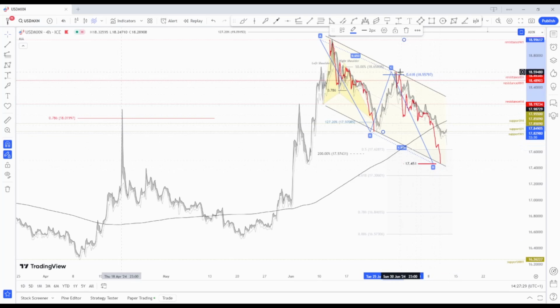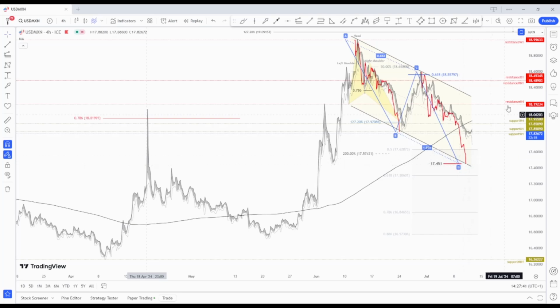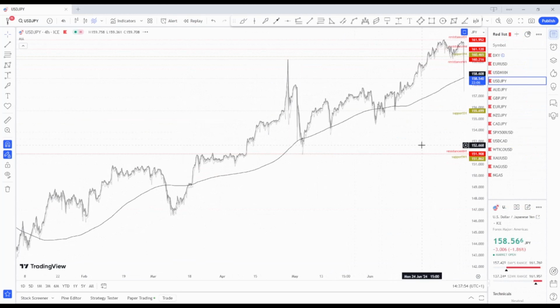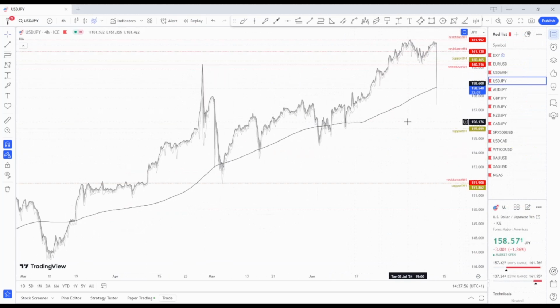That's exactly what's happening after finding resistance around this 61.8. The market unfolded into this bearish momentum, and we still track the possibility of a bullish ABCD pattern for the Mexican peso. Now, I also want to call your attention to some of the Japanese yen pairs.